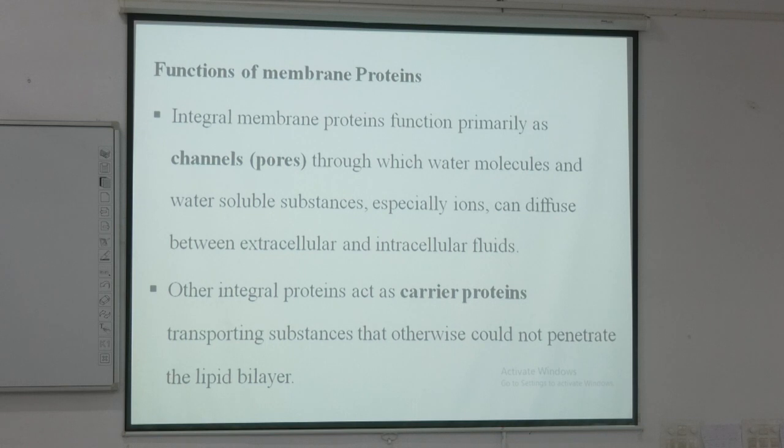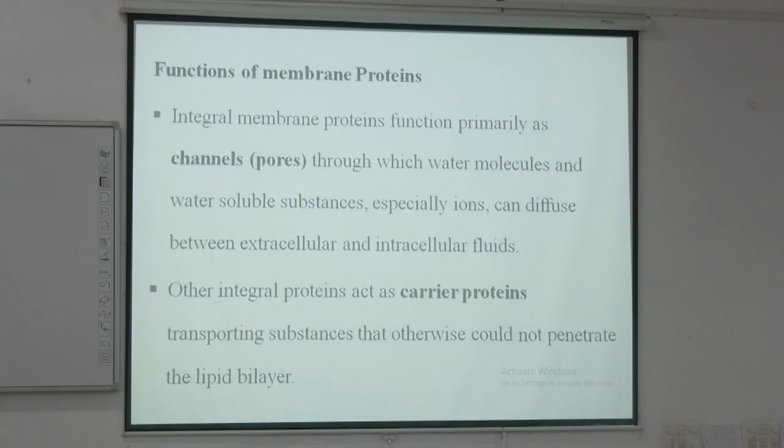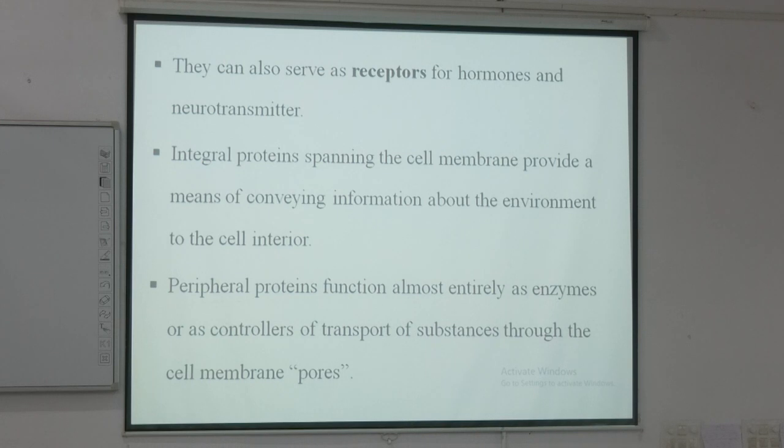So now, function. What is the function of the membrane proteins? Integral membrane proteins act primarily as channels through which water molecules and water-soluble substances, especially ions, can diffuse between extracellular and intracellular fluids. That is, ECM, extracellular fluids and intracellular fluids. On the basis of recognition by these integral proteins, calcium ions, by different transport mechanisms, can enter the cell and perform their function. Okay. Now, these act as receptors for hormones and neurotransmitters. You already know, I discussed it here. That is signal transduction. What is signal transduction? Identification by receptors. Okay. Peripheral proteins function almost entirely as enzymes and control the transport of substances through the cell membrane pore.